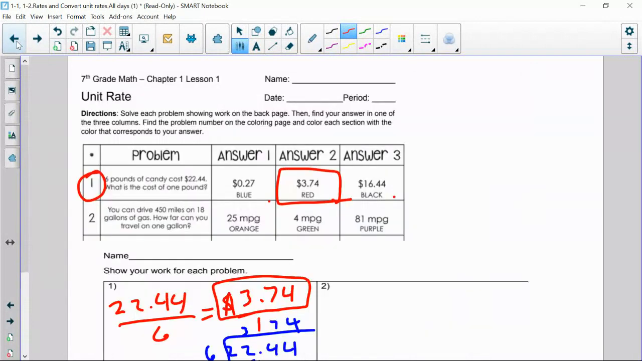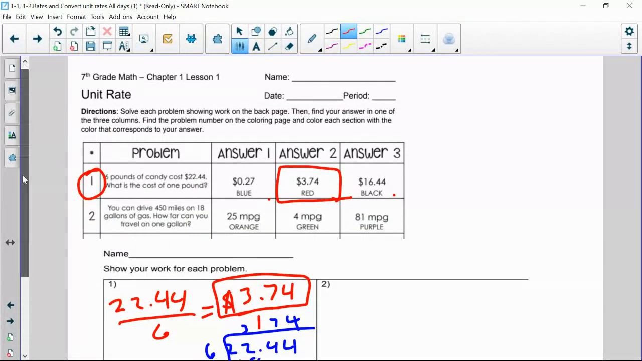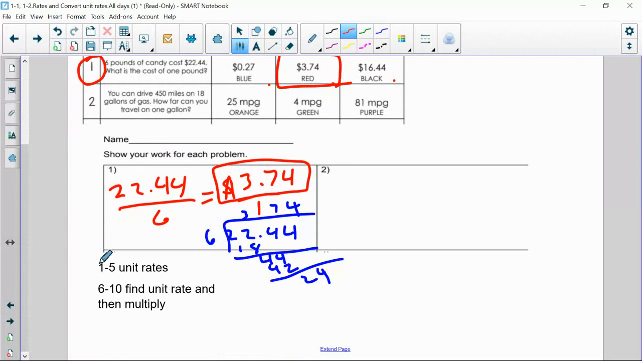Okay. So same thing, like I said, with 1 through 5, you're finding the unit rates. 6 through 10, you need to find the unit rate and then multiply it by what they want you to find out, how much you're actually going to be buying.